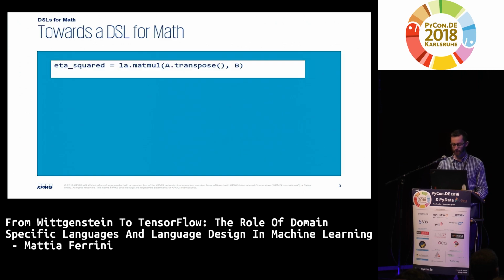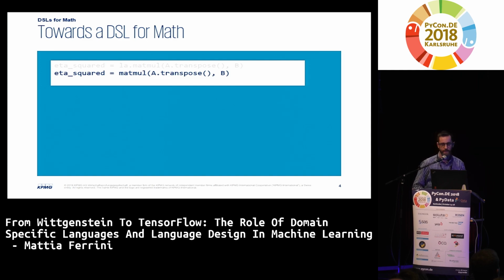Let's get a little bit more concrete and look at what these domain-specific languages are about. So let's work on a DSL for math. Let's assume that we have some eta squared, which is the result of a matrix multiplication between A transpose and B. We could make things look nicer if we have an unqualified import. The risk is that we crowd our namespace, but it might be a well worth risk.